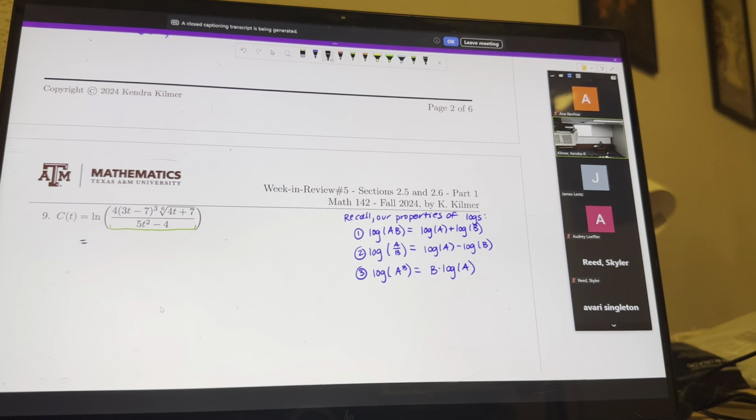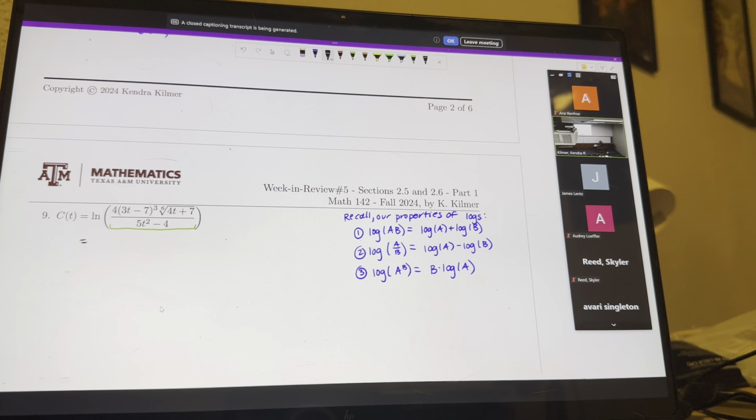I personally would like to just write it all in one line, but I'll go step by step. But we have the natural log of a quotient, right? If we're looking at the inside there. So we can use property 2 and write that as the natural log of the entire numerator. So 4 times (3t minus 7) cubed. I'm also, at this point in time, going to rewrite that 6th root as being raised to the 1/6 power. So (4t plus 7) to the 1/6. So the natural log of the top minus the natural log of the bottom, so 5t squared minus 4.